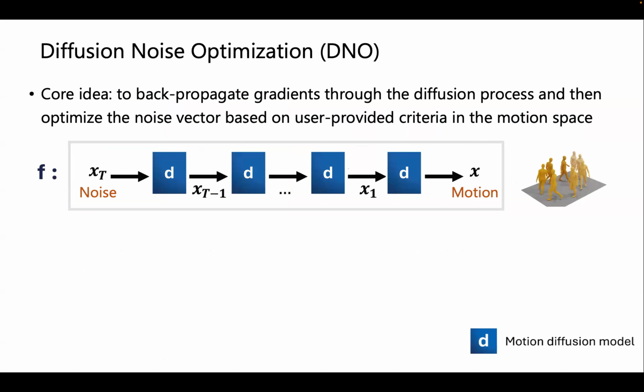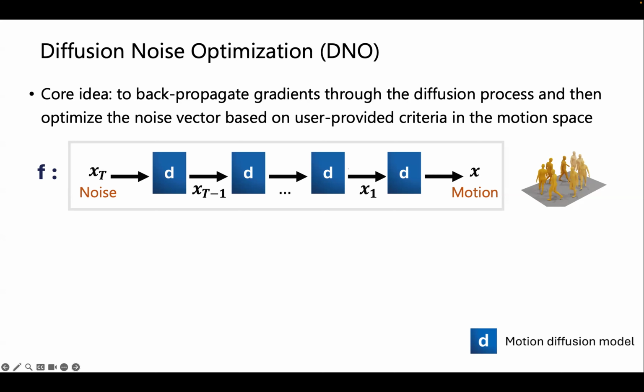So that was our motivation. Can we get rid of this invertible model? Can we just directly optimize the latent noise? And actually, what we showed in this work is that in the motion domain, we can really do that. It's very simple. The core idea is to backpropagate the gradient from the diffusion process and then optimize the noise vector based on some user-provided loss function criteria in the motion space.